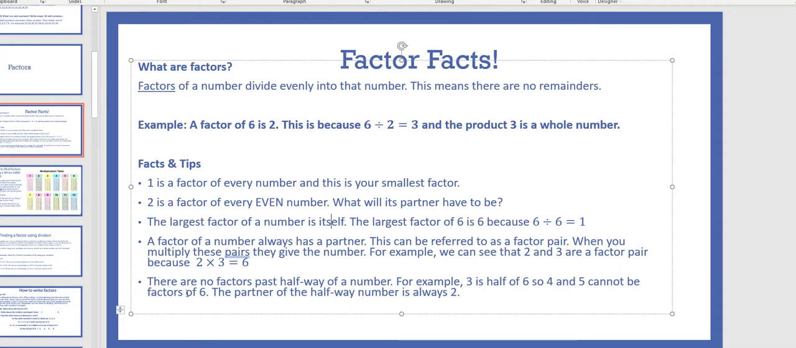And last of all, there are no factors past halfway of a number. For example, 3 is half of 6. Okay, we can see 3 is a factor of 6 and it's halfway. So 4 and 5 cannot be factors of 6 because they're getting too large. If I try to double 4, for example, 4 plus 4 is 8 and I've passed 6. It's too big. And the partner of the halfway number is always 2. So there you go. Because when we halve a number, we divide it by 2. So that's an important tip to remember.